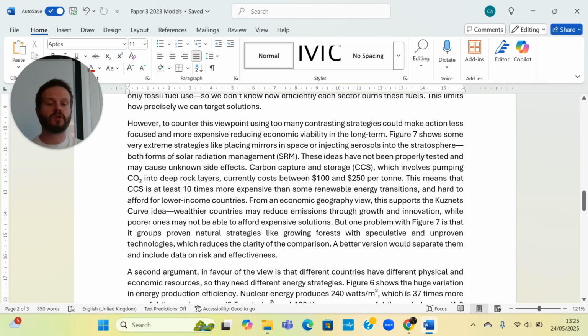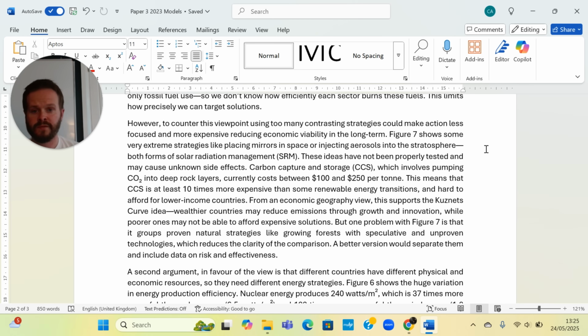The counterpoint as well takes on exactly the same structure. So however, to counter this viewpoint, this is a really good idea if you want to signal to the examiner that you're being evaluative. So using too many contrasting strategies could make action less focused and more expensive, reducing economic viability in the long term. But remember, you can use your wheel of AO2 in these responses as well.